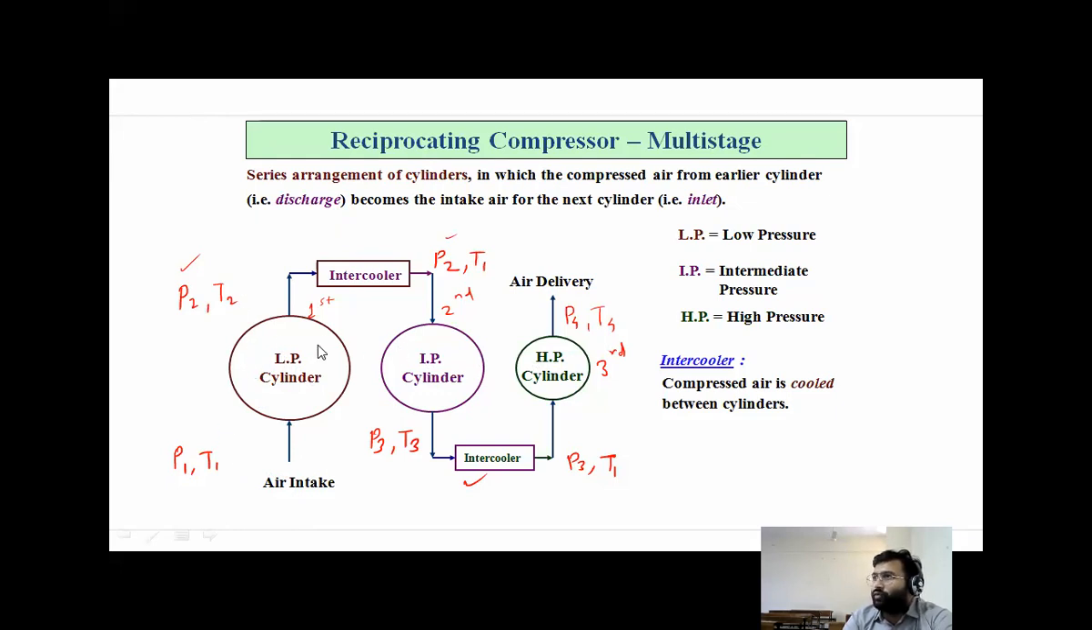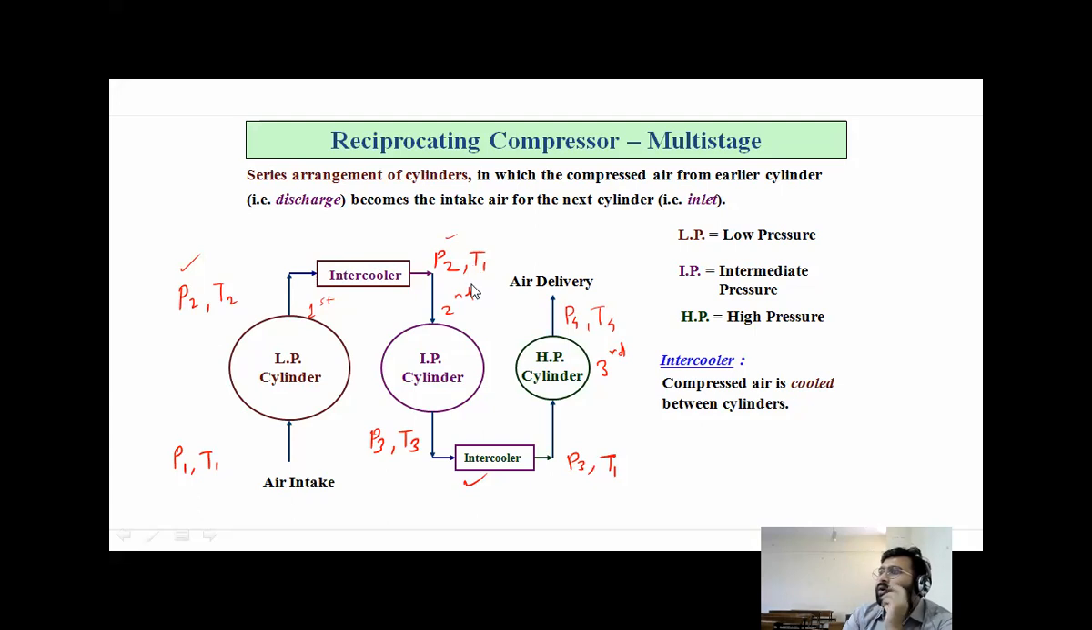Now in between these two, an intercooler is installed. There is a cooling water which is flowing through the intercooler. Hot air passes and there is a heat exchange. Again the temperature T2 is ideally reduced to T1. The intercooler operates at constant pressure, so this pressure does not change. P2 remains P2, but temperature T2 reduces to T1.